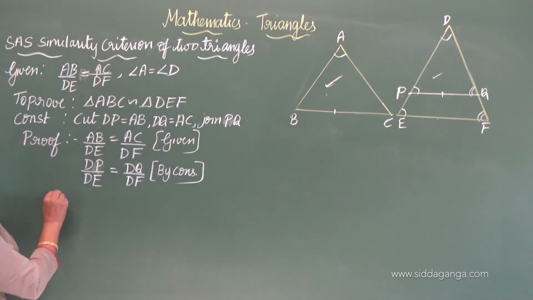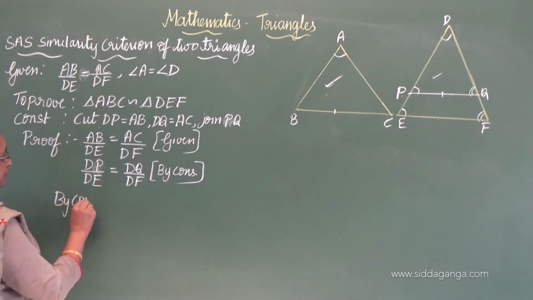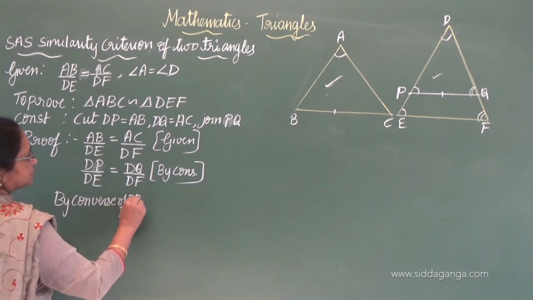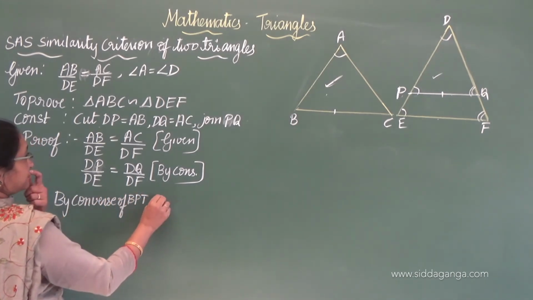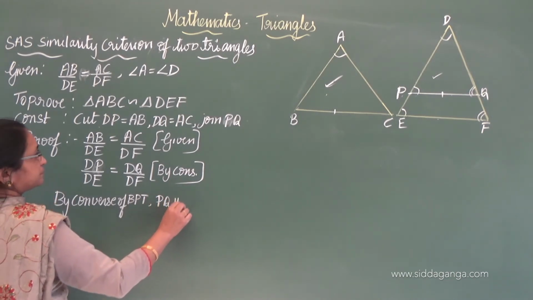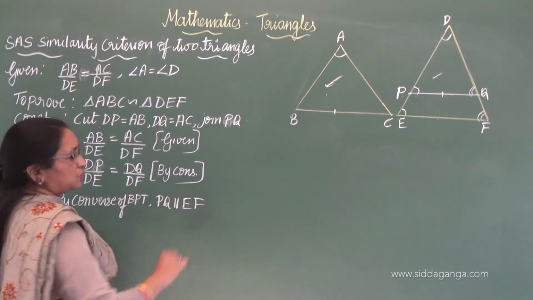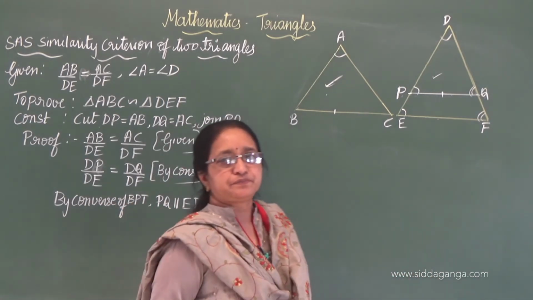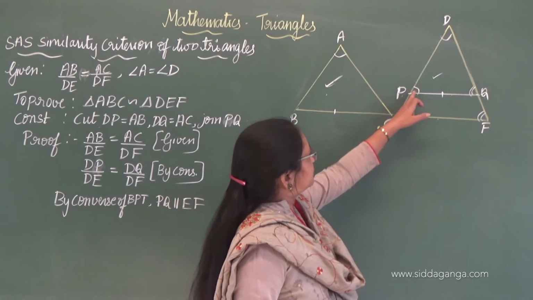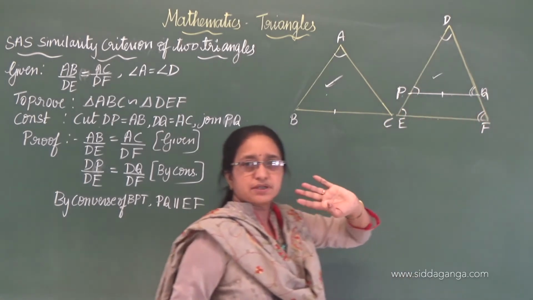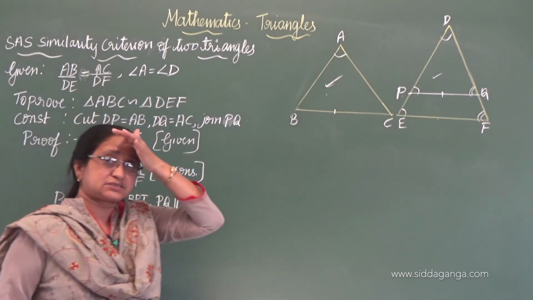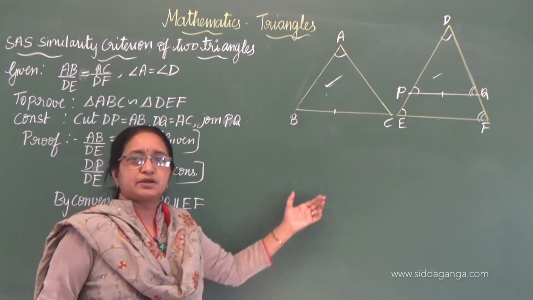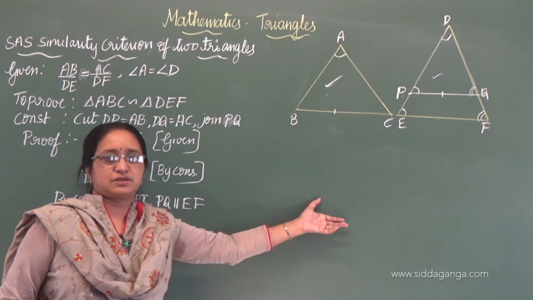Okay, next. Now we have DP by DE is equal to DQ by DF. Therefore, by converse of BPT, we can say PQ is parallel to EF. I hope you understood till here. This is the first step. So what is the next step? Next step, as you know, these two angles are equal, correct? Corresponding angles are equal. Since I explained in the first theorem, I hope you can understand this very well, isn't it?